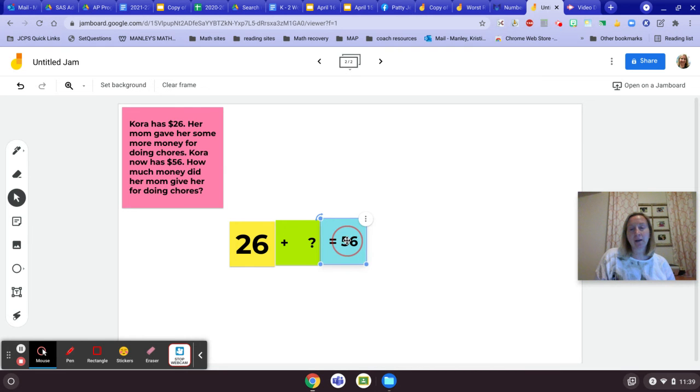So now we kind of have the story as an equation. And the question is, how much money did her mom give her for doing chores? So that tells us we are solving for the green sticky note. How much did the mom give her? This is what she started with, the 26. This is what we're solving for. How much was given to her for her to have 56?